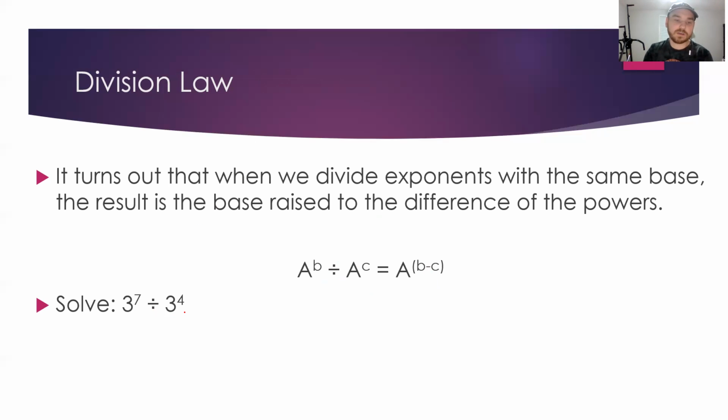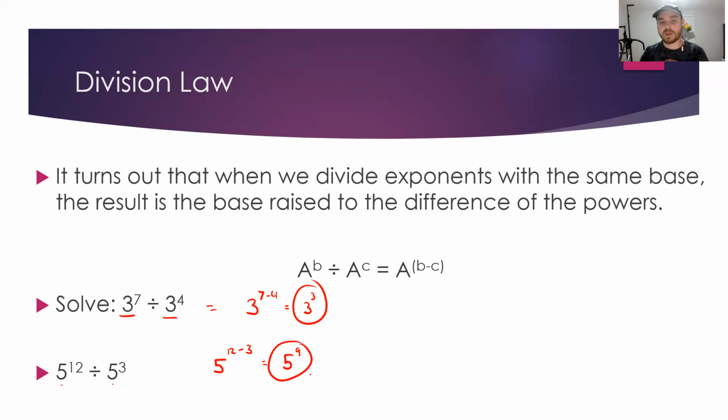So here we have 3 to the 7th divided by 3 to the 4th. Again, we have our same base, so we can actually do stuff with these. So this is going to equal 3 to the power of 7 minus 4. 7 minus 4 is 3, so 3 to the 3rd power, or 3 cubed. You can say that either way. Here we have 5 to the 12th divided by 5 cubed. Again, we have the same base, so we can do this: 5 to the 12 minus 3, which is equal to 5 to the 9th power. And there we go. That's basically how the division law works. It's pretty simple overall.